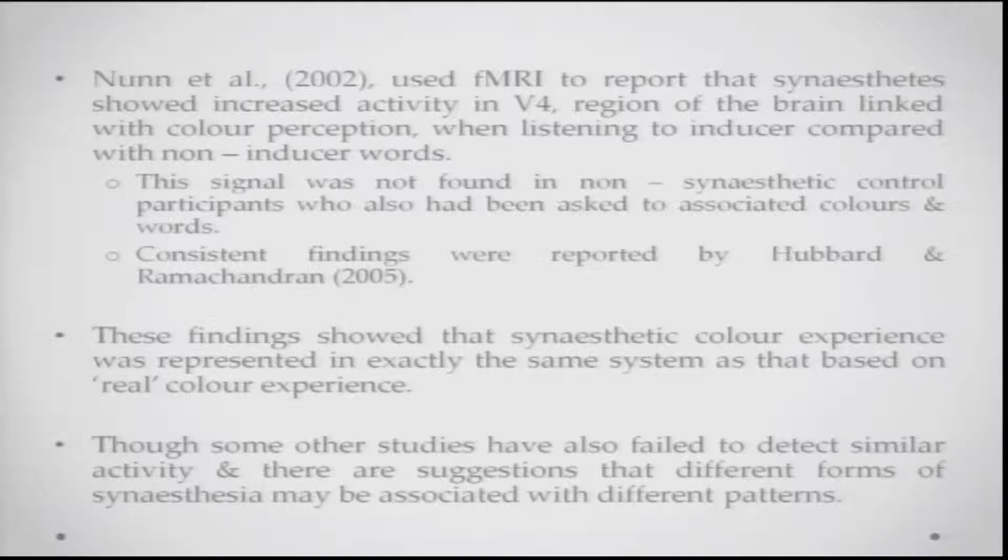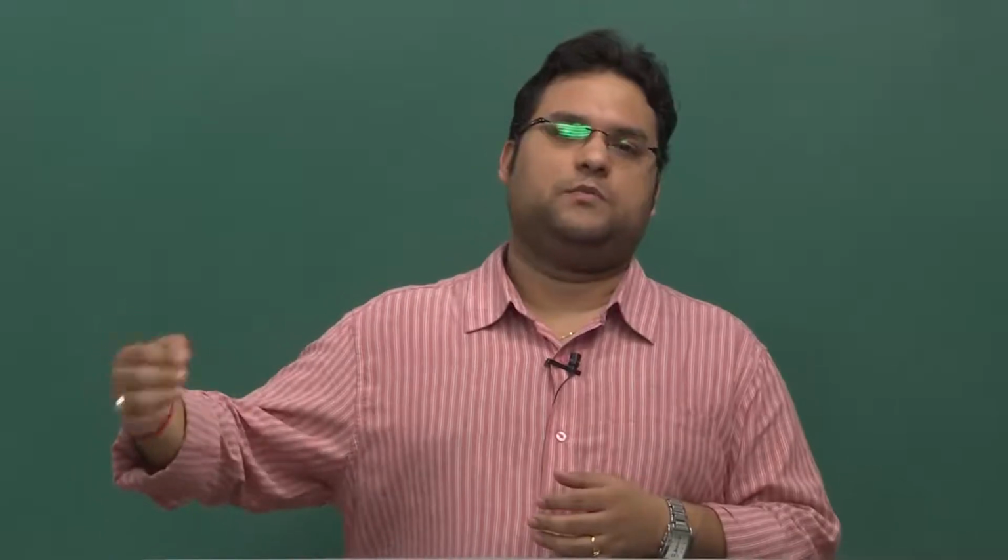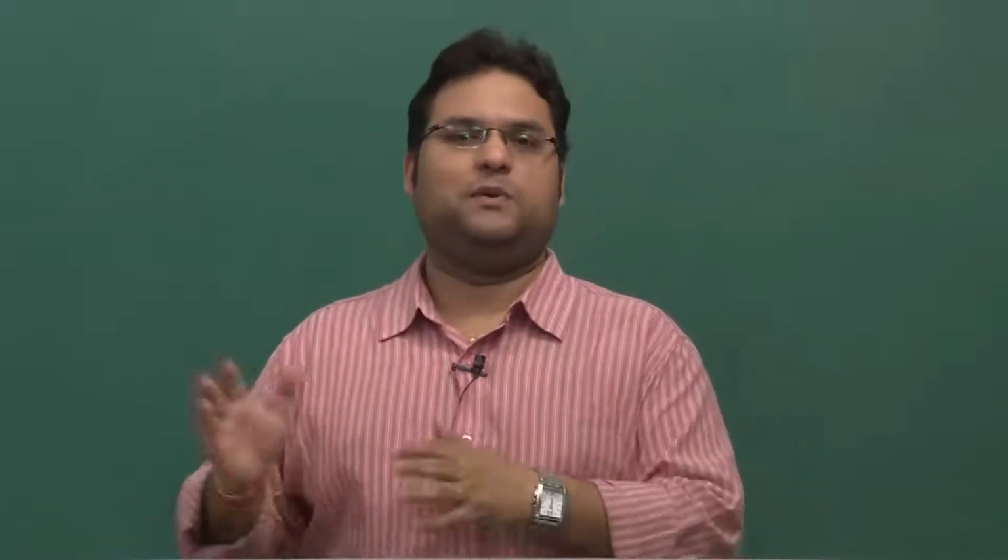Now there have been studies using these kind of methods with the synesthetes, and one of them I will just mention. So Nunn and colleagues in 2002 used fMRI to report that synesthetes showed increased activity in the area V4 of the occipital lobe, and this area V4 is basically the region that is connected with color perception. And this activation was found when these participants were actually listening to the inducer compared to the non-inducer version. If you are listening to these letters and if you are a synesthete, there is a certain activity actually going on in the color perceiving areas of your brain, verifying that you are actually experiencing those colors.